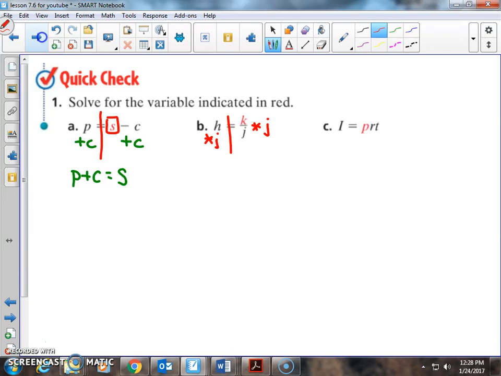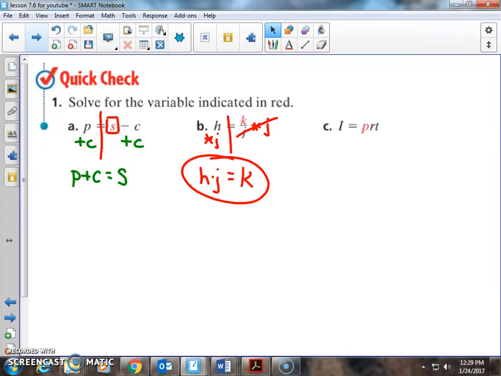On the left side it now says H times J, which I'm just going to write as HJ. Or you can write 8 times J like that. Equals, we know the J's will cancel. K is all alone. We're done. It looks confusing because we want to see real numbers, but we don't have numbers for H or J or K. This is all we've got. We got K all alone, which is what the directions said to do. Solve for the variable in red. In letter C, it's a little trickier.